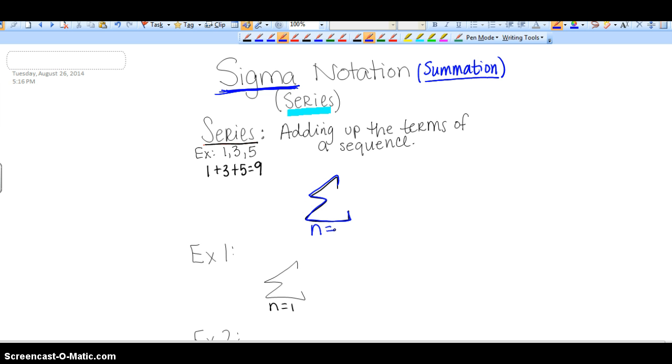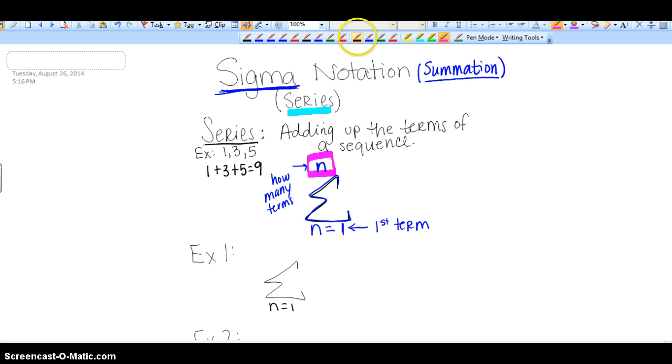So most sigmas start with n equals 1. They don't have to. They can use different letters. They can start with different numbers, but for the most part, it starts with n equals 1. And that means we're going to start with the first term. And then on top, we'll have an n, and that tells us how many terms. And that number will change in each problem. So I don't have to ask you the same amount of terms each time.